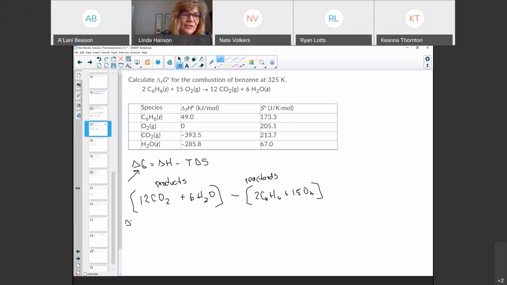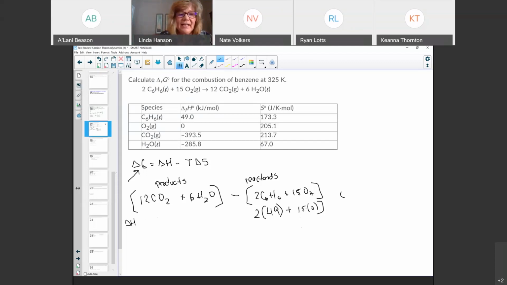To solve for delta H first, for no reason other than it's first in the data table, C6H6 is given to me as 49. Remember, there's 2 units in the balanced equation, so 2 times 49 plus 15 times 0, because any element in its natural form, which molecular oxygen is the natural state of oxygen, is assigned a 0, not only for delta H, but it would also be a 0 for delta G. So that's the oxygen part there.